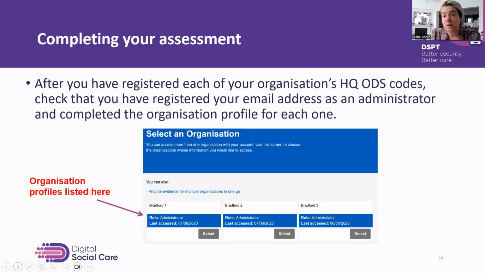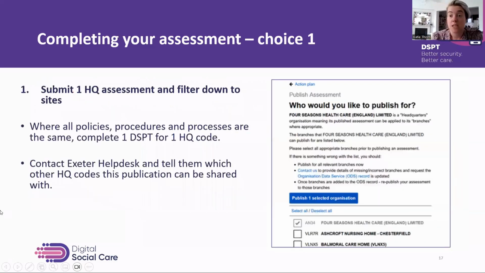So as Tom mentioned, when you register, you should be registering using your organization's HQ code. Once you've looked them up, if you have multiple HQ ODS codes, you'll need to register for all of those. Make sure you're using the same email address that you'll set up as an administrator. And then when you log into the toolkit, you will see a page like this, which will show all of the different organizations which are associated with you as the administrator. You will have to go into each of those organizations and complete the organization profile, saying that they're social care, as Tom mentioned earlier, for each of those individually.